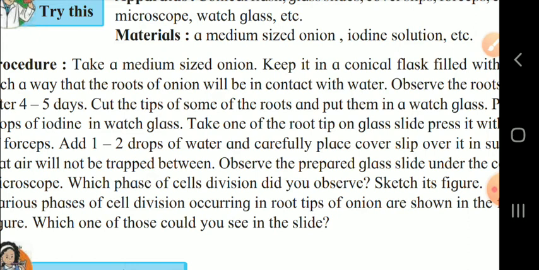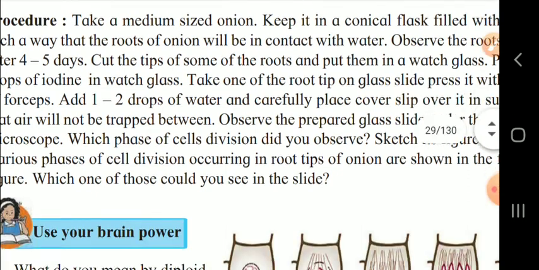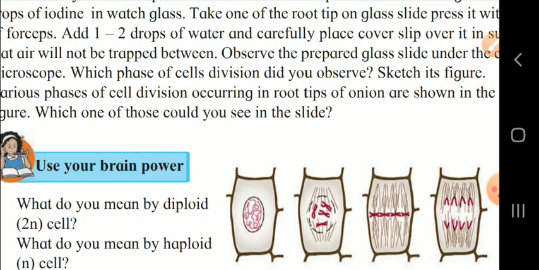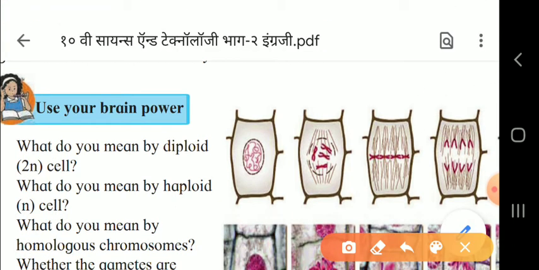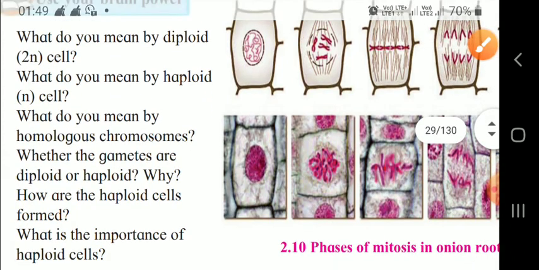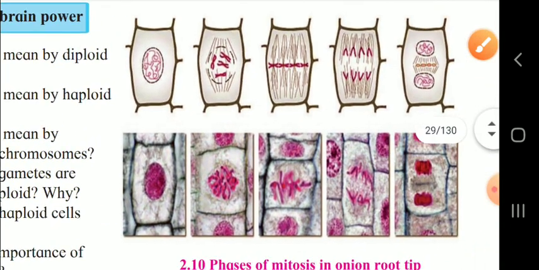compound microscope. So you have to put it under that, and when you put it under that you can see the different stages. I'll show you, children. See this one stage, 2. This is metaphase. Here you can see anaphase. Different stages you can see here.